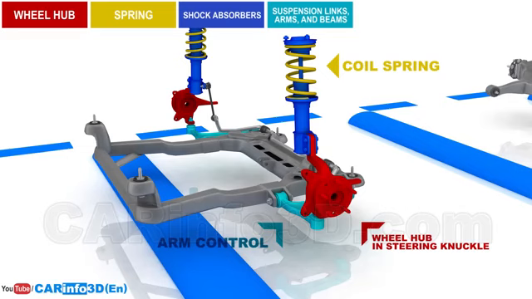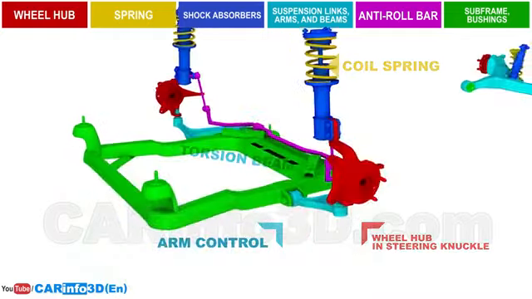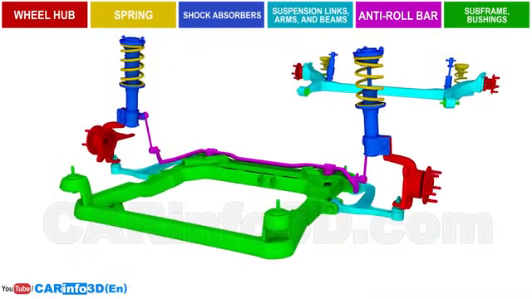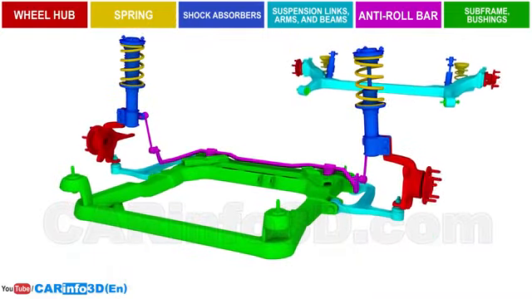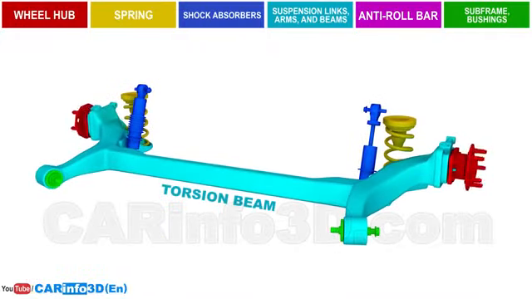This type of suspension has an arm control and a shock absorber that performs an additional function of the suspension arm. The anti-roll bar. The subframe and bushings. The front axle of the suspension system uses McPherson struts, which are very popular among car manufacturers. On the rear axle, we can see a semi-independent suspension with a torsion bar.